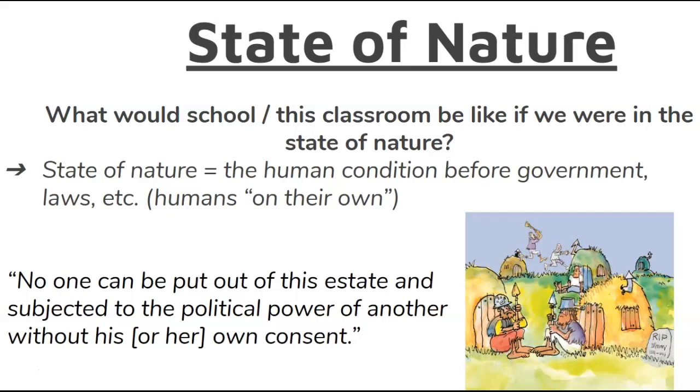You will not be successful the rest of this unit if you don't understand the social contract and the state of nature. In fact, you might not be successful in the next unit, because the next unit on revolutions will be based on these ideas as well. So first, the state of nature. What would school, this class, whether online or at school, look like if we were in the state of nature?